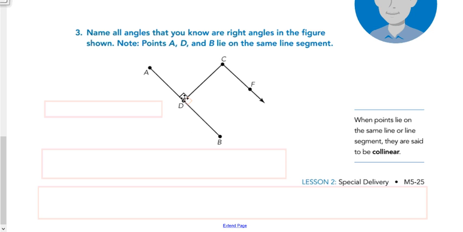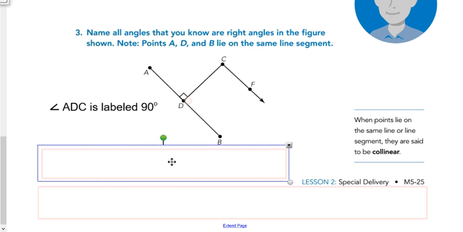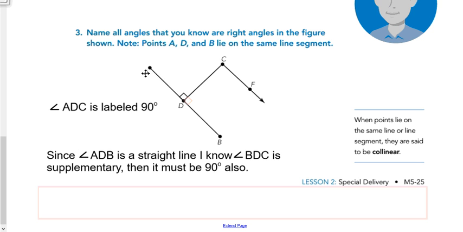So first of all, this symbol right here in black, this square symbol, indicates that it's a right angle. So we can say that angle ADC is labeled 90 degrees. So we know that that's a right angle for sure. And secondly, we know that since angle ADB is a straight line, angle BDC is supplementary, then it must be 90 degrees also.